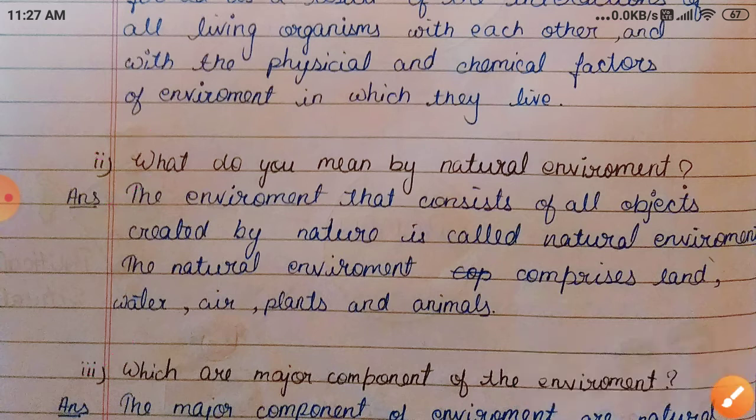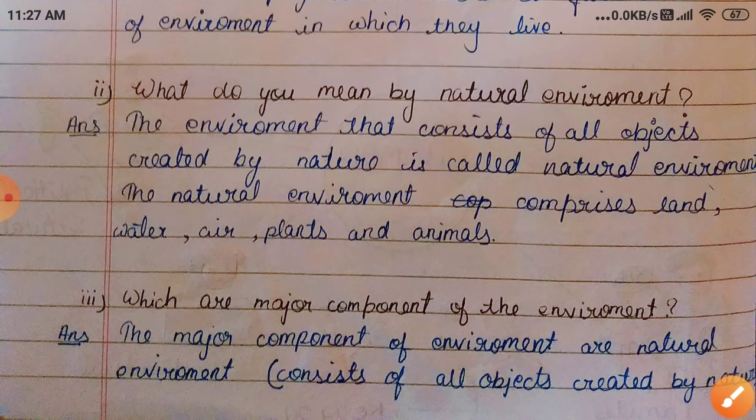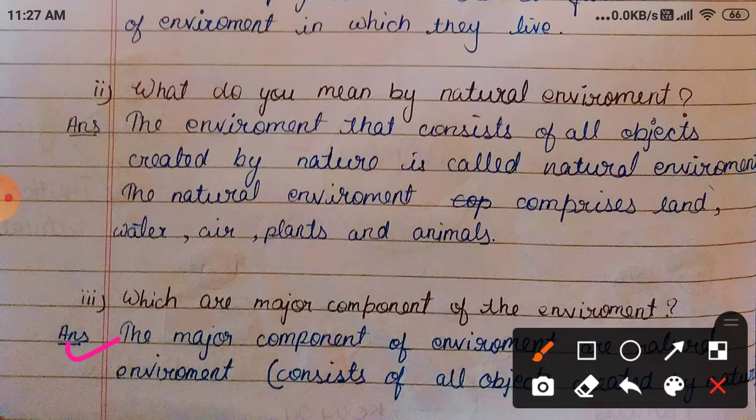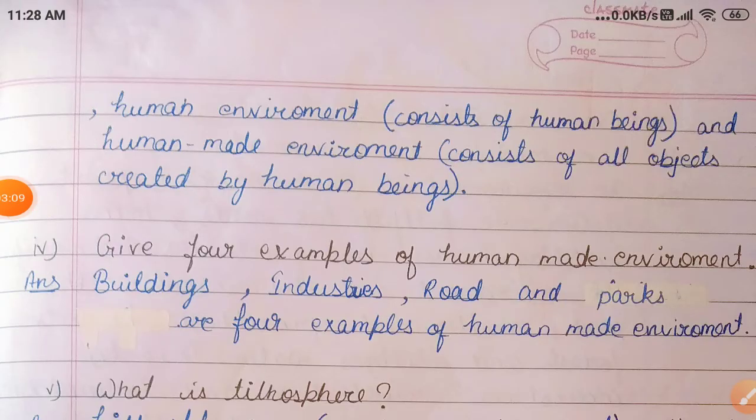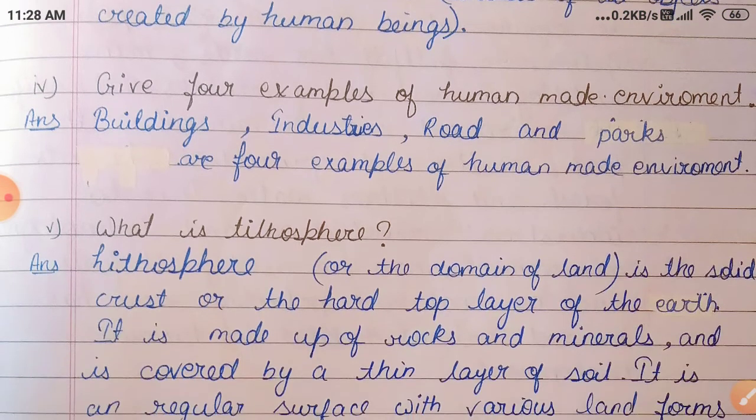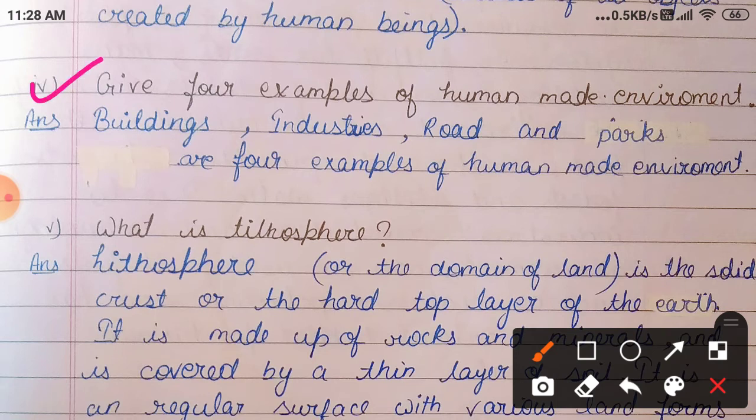3. Which are the major components of the environment? Answer. The major components of the environment are: natural environment consists of all objects created by nature. Human environment consists of human beings, and human made environment consists of all objects created by human beings. Question number 4. Give 4 examples of human made environment. Answer. Buildings, industries, roads, and parks are 4 examples of human made environment.